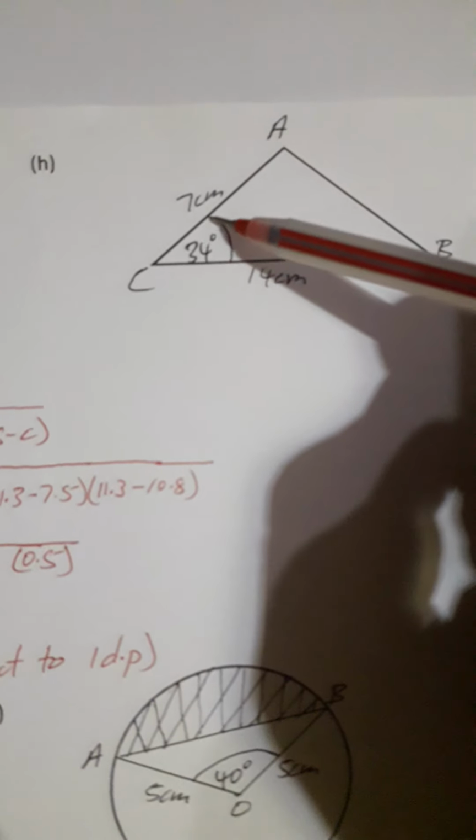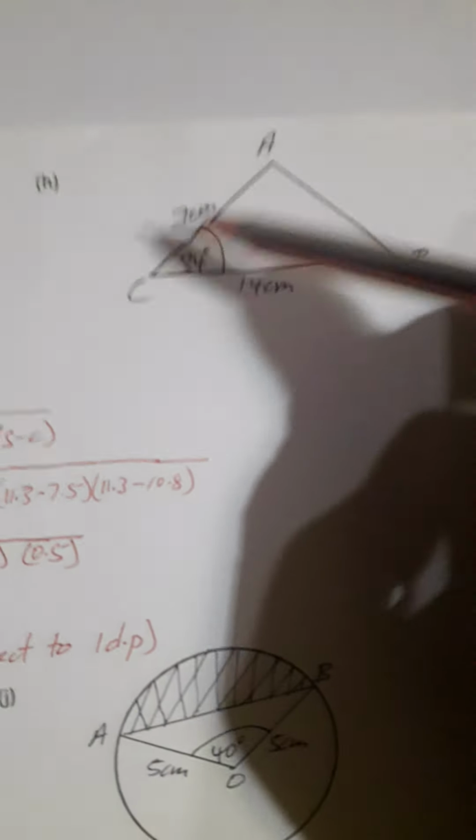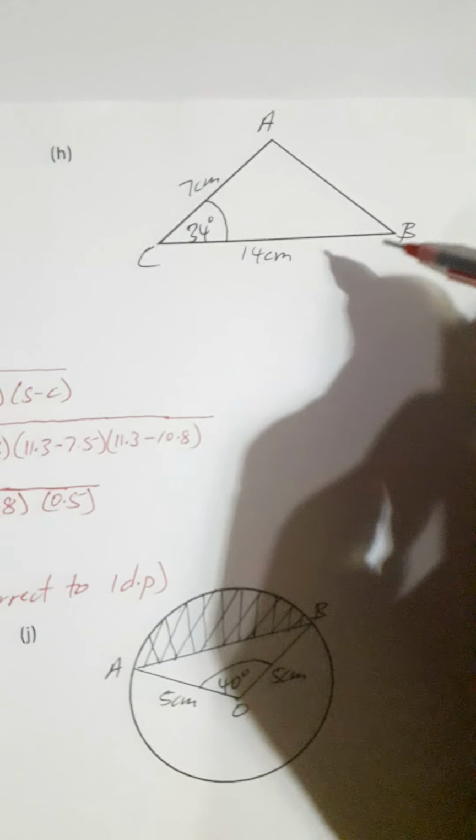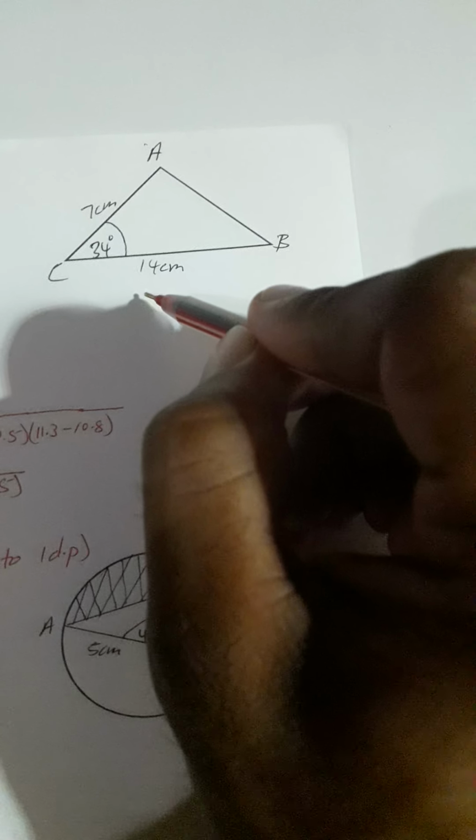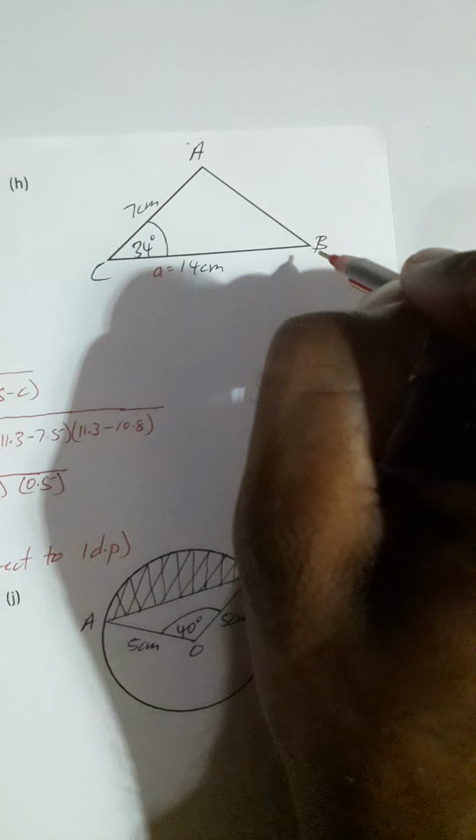Alright, so here we have another problem. We have the angle and we have 2 sides. Again, the opposite sides of a triangle are labeled with the same letter. So opposite A would be here. Opposite B will be over there. So B will equal that and C will equal that.